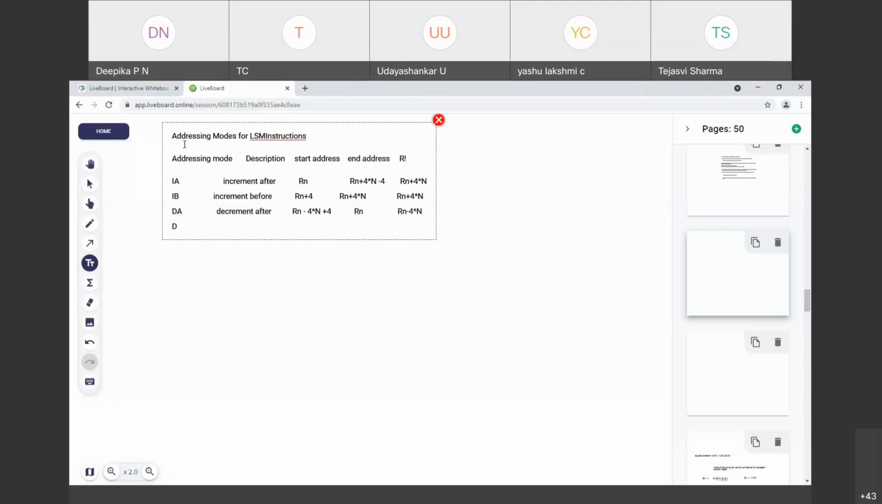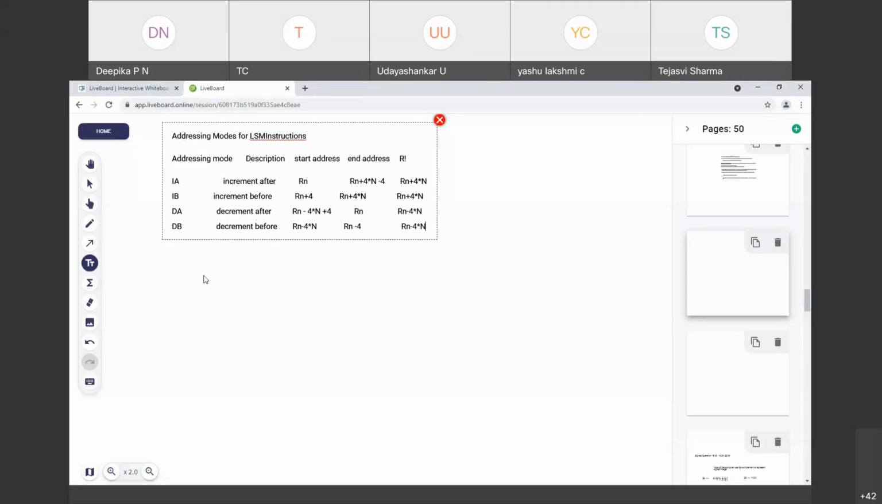Similarly, decrement before. What is the meaning? First decrement the address pointed by Rn by so many values, then I can go up to this particular value. So that will be given as Rn minus 4 star n.